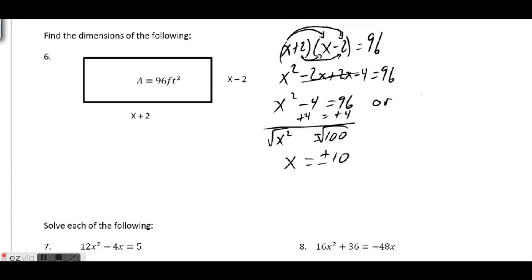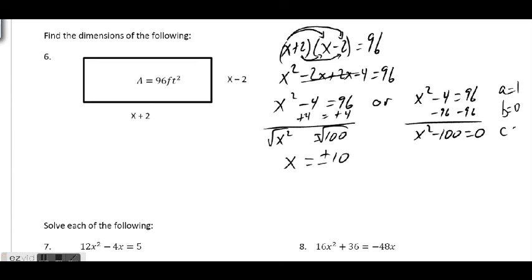Or the other step we could have taken is I could have subtracted 96 from both sides. x squared minus 100 is equal to 0. And you notice it is not 3 terms, so I'm not going to try factoring it. I could use the quadratic formula if I wanted to. In this case, b is 0, a would be 1, c would be negative 100. But in that case, you're doing way too much work. The easiest was the first approach.